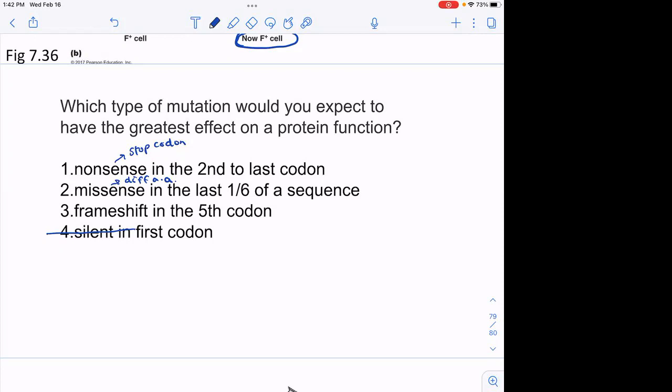But if you have a frame shift in the fifth codon, so that's right at the beginning of the transcript there, then everything after that is going to be wrong. Okay, so likely number 3 is going to have the biggest effect, just because all the amino acids after the very beginning are going to be different than what they're supposed to be. So, all right, again, you want to know the difference between nonsense, missense, and silent.